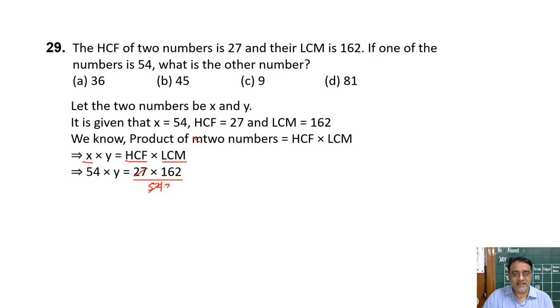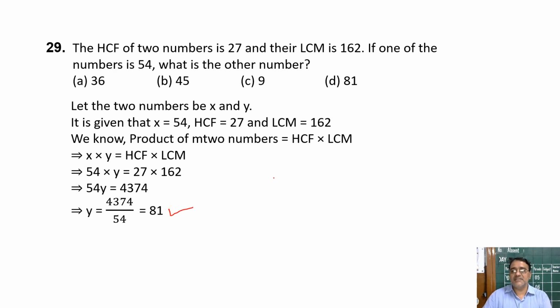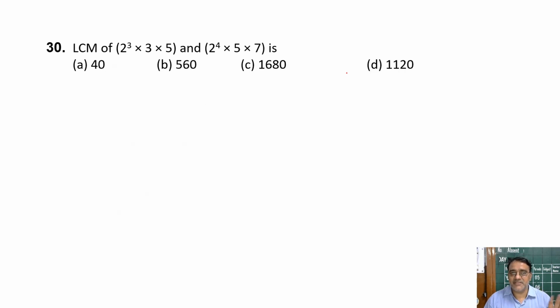So what are we getting? What is the final answer? y is equal to 81. Yes, y is equal to 81. Otherwise, you can first multiply to get 4374 and divide it by 54, and you will also get 81. So which option is the correct one? Option D is correct. Option D, right, very good. So now we are moving toward the last question.